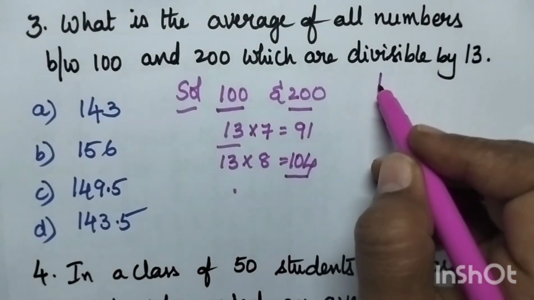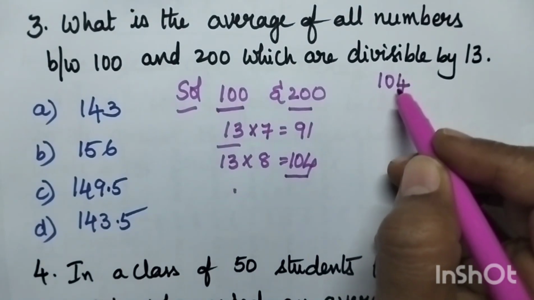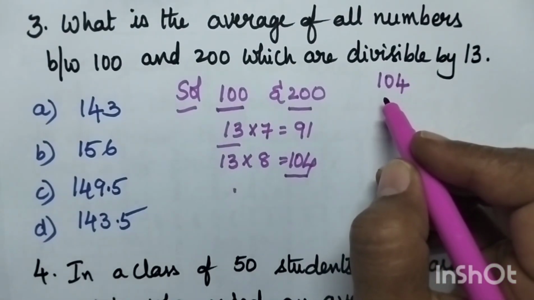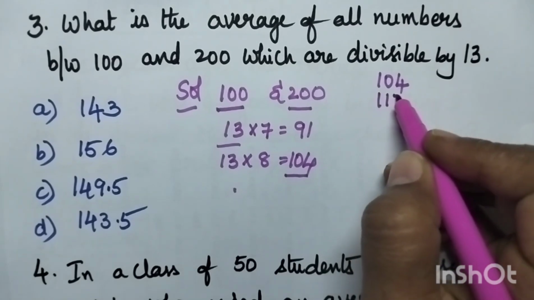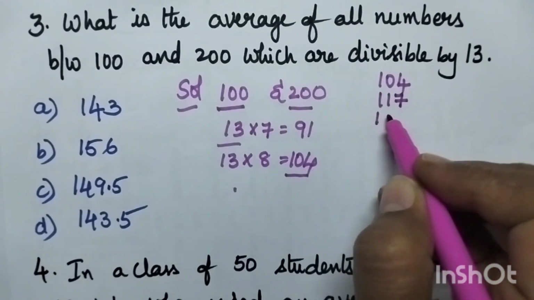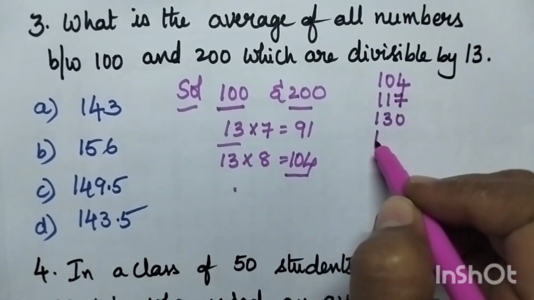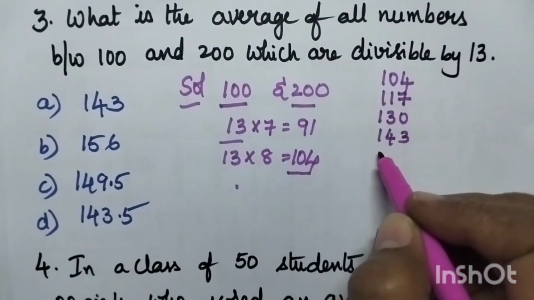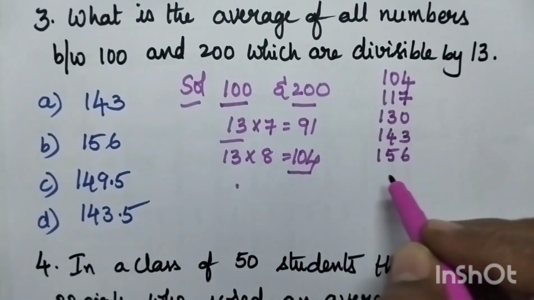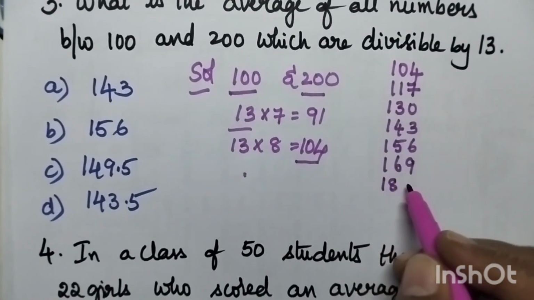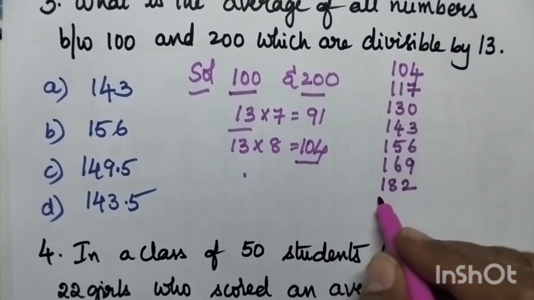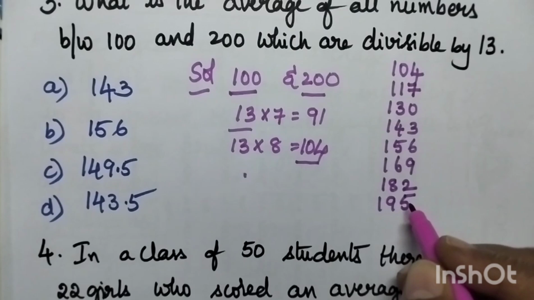So first number is 104 and we have to add 13. Then you will get 117. Next number will be 130. Next 143. Next 156. Next 169. Next 182. Next 195. So we have to consider between 100 and 200. So we will stop here.